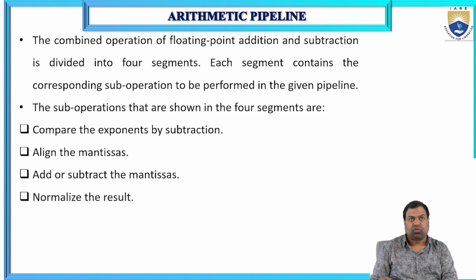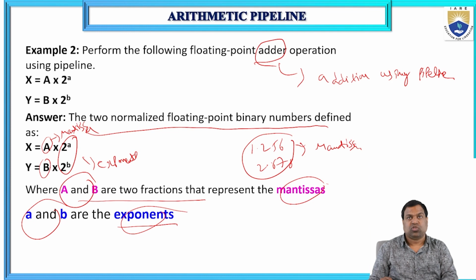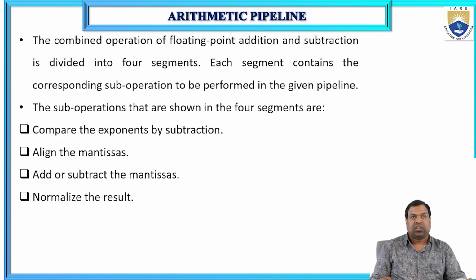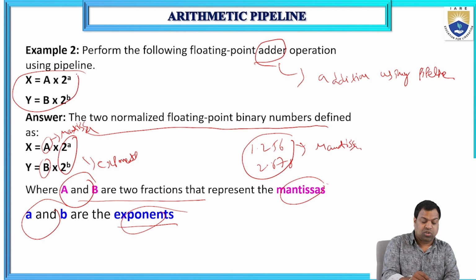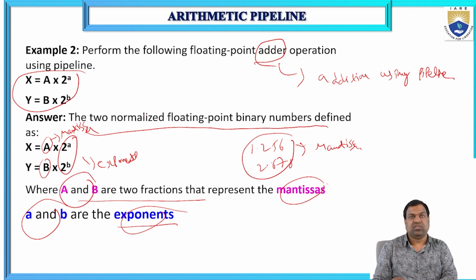What are the rules to perform the floating point adder? The combined operation of floating point addition and subtraction is divided into four segments. Each segment contains the corresponding sub-operations to perform in the given pipeline. The sub-operations are shown in the four segments. In this example, x equal to a into 2 power a, y equal to b into 2 power b. So we have to add these things. These are the floating point numbers with mantissas and exponents.